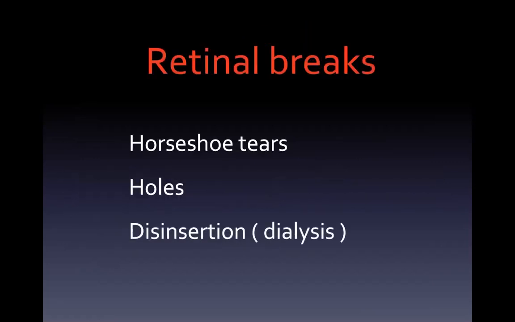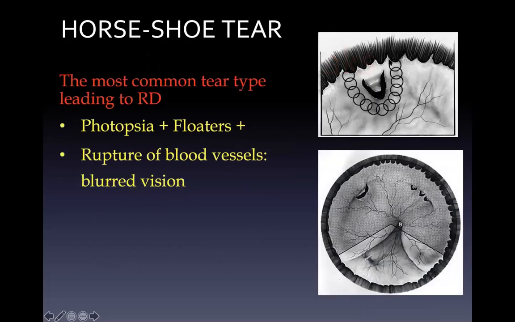When we look at the retinal breaks, the horseshoe-like tears are the most common tear type leading to retinal detachment. And these retinal tears are usually symptomatic. They usually come with photopsia and floaters. The retinal holes are usually asymptomatic. You usually find them accidentally during routine peripheral retinal examination. But these horseshoe-shaped tears usually come to you with photopsia and floaters symptoms.